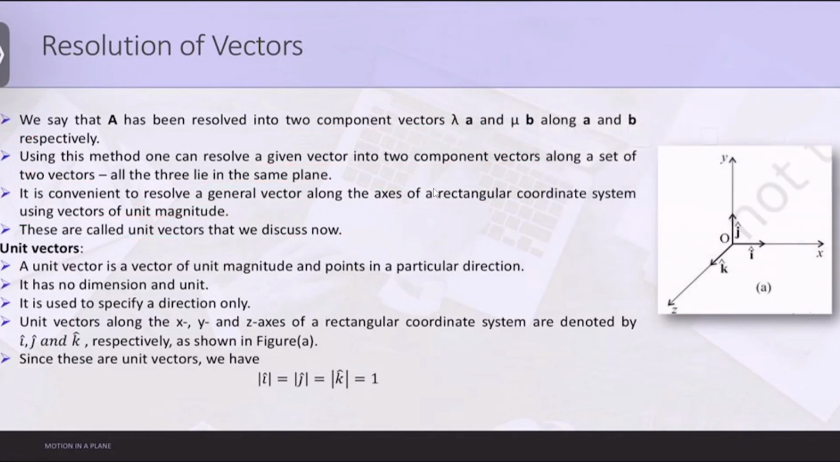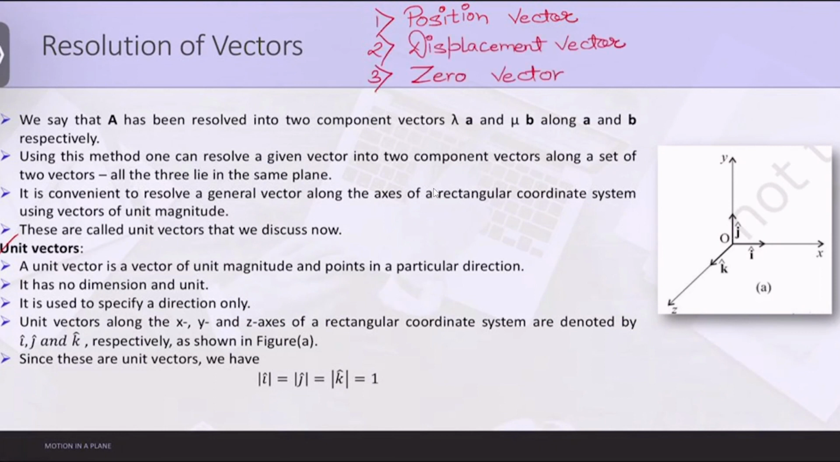So unit vectors. This may be a new quantity now. Till now, the concepts we have understood are: the first was the position vector, the second was the displacement vector, the third was the zero vector, and now we are understanding the fourth point, that is the unit vector. So now let us understand what this unit vector is.